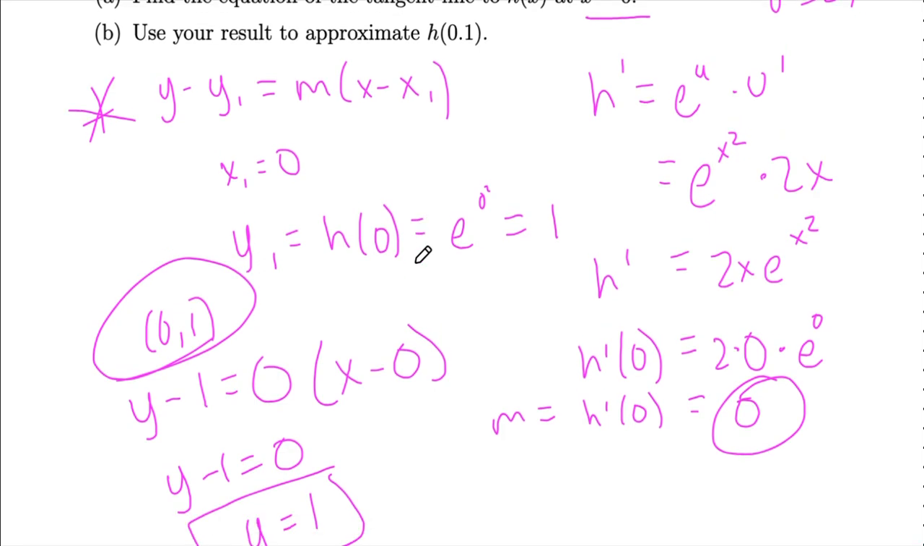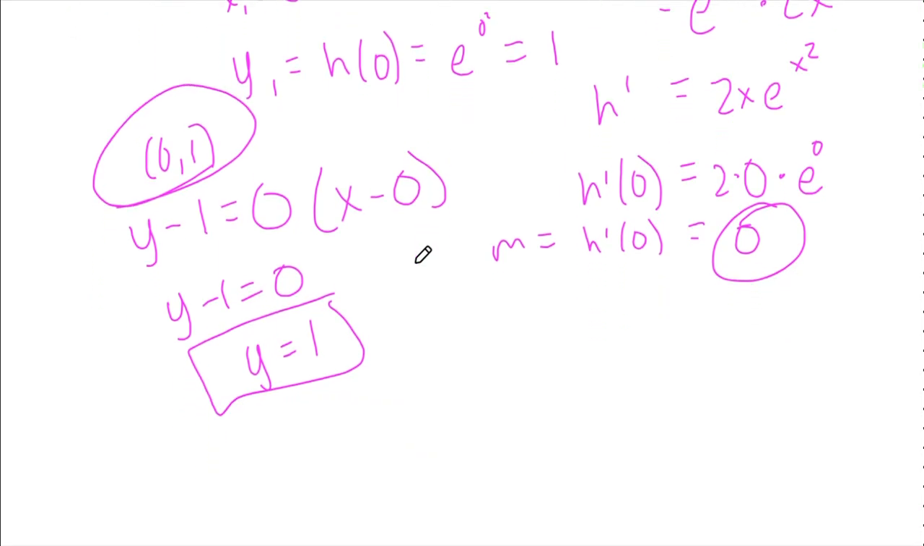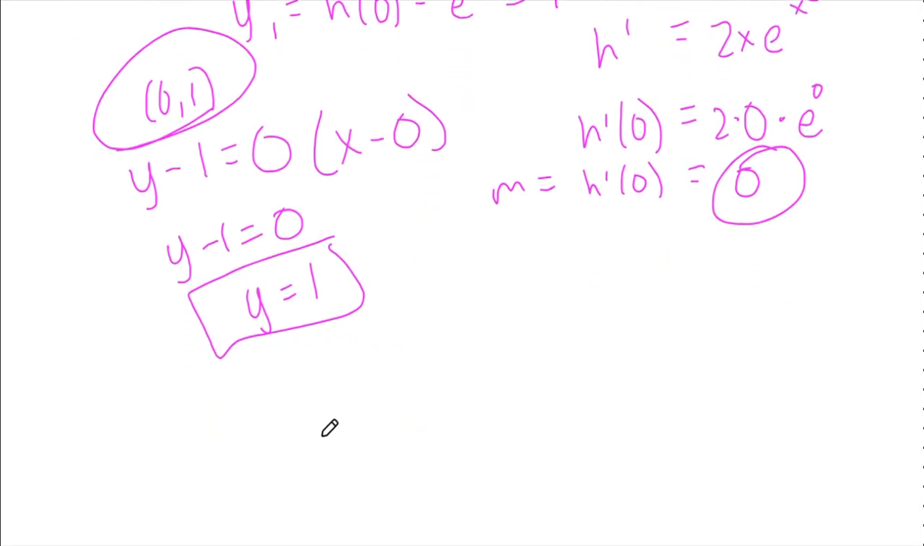Part B says use your results to approximate h of 0.1. So in this case, since y equals 1, our answer for the linear approximation for h of 0.1 is just 1. However, I'm going to go ahead and plug that into the tangent line just so that you can kind of see what that would look like. So again, going back to y minus 1 equals 0 times x minus 0.